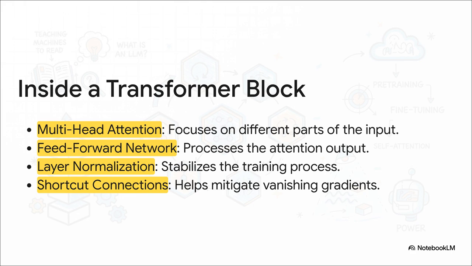Multi-head attention. Think of that as having a bunch of spotlights running at the same time, so the model can look for different kinds of relationships all at once. Then you've got a feed-forward network that does some heavy-duty number crunching to process everything the attention layers found. And finally, you have layer normalization and shortcut connections. Now these might sound technical, but they're just really clever engineering tricks that make sure everything trains smoothly without falling apart, especially when the network gets really, really deep.